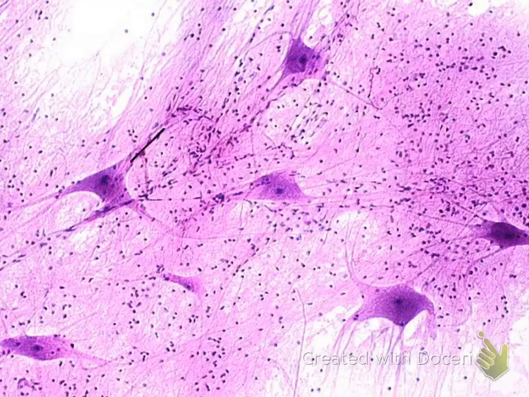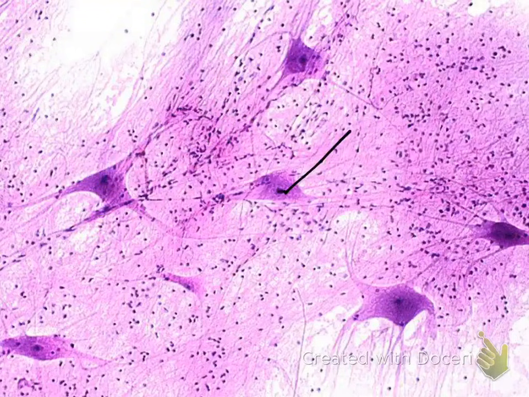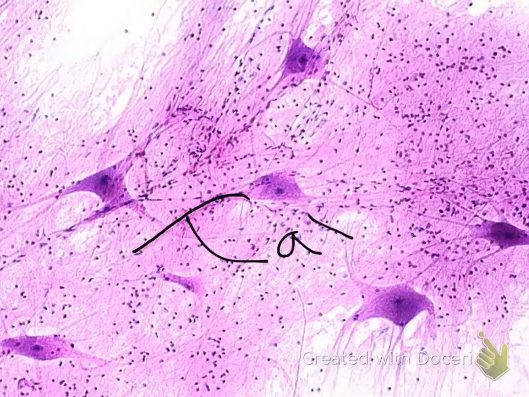These branches that come off of it are your dendrites. And then this darker structure inside the cell body is your nucleus. And sometimes it's really hard to tell, but usually the longest branch coming off the neuron, that's your axon.